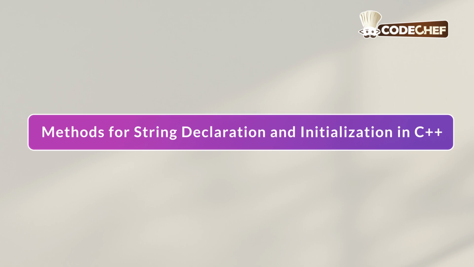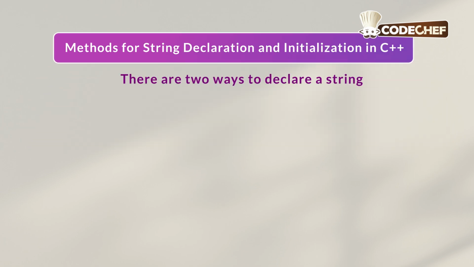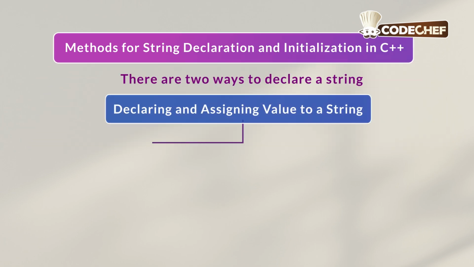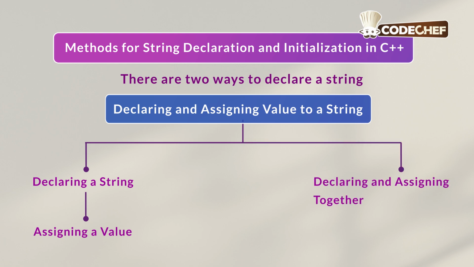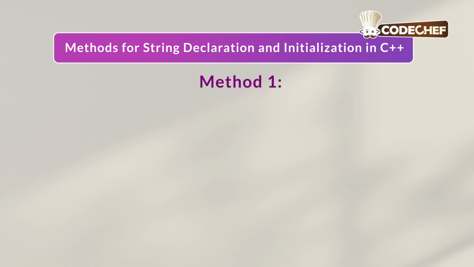In C++, there are two ways to declare and initialize a string. The first method is to declare a string and then assign a value to it. And in the second method, we do declaration and initialization in a single statement. Let's start with the first method.